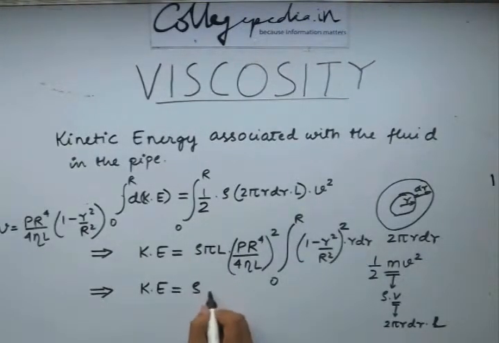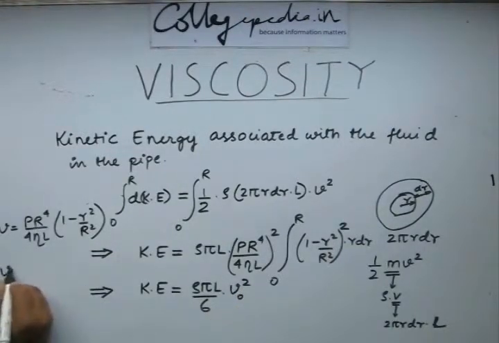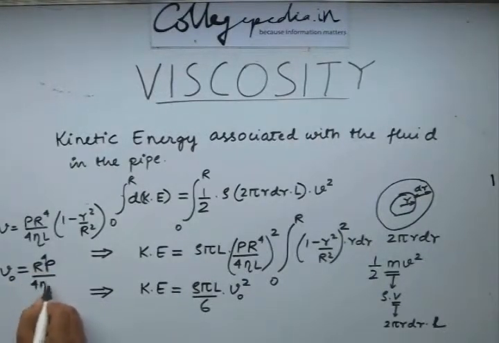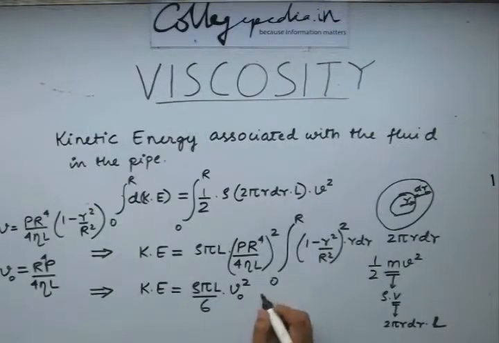rho pi L by 6 into V naught square, V naught being nothing but this quantity, this square, into R square.